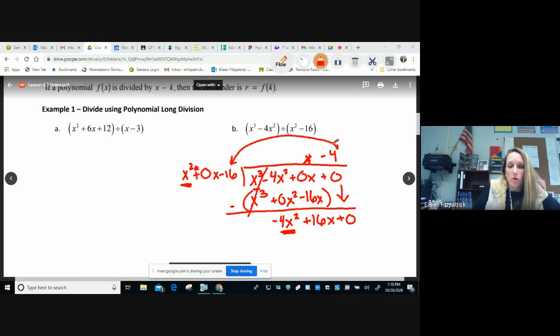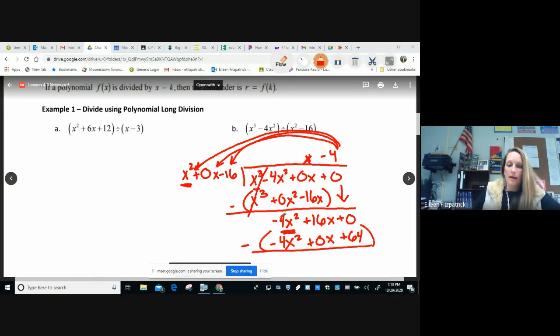And then distribute that to all three terms. So a negative 4 times a positive x squared is a negative 4x squared. A negative 4 times a 0x is a 0x, or you do negative 0x, doesn't make a difference because 0 is neither positive nor negative. Then we have a negative 4 times a negative 16, which is going to give you a positive 64. And then I'm going to subtract. A negative minus a negative, that's really a negative plus a positive, those cancel. 16 minus nothing is still 16x. And then 0 minus 64 is a negative 64.